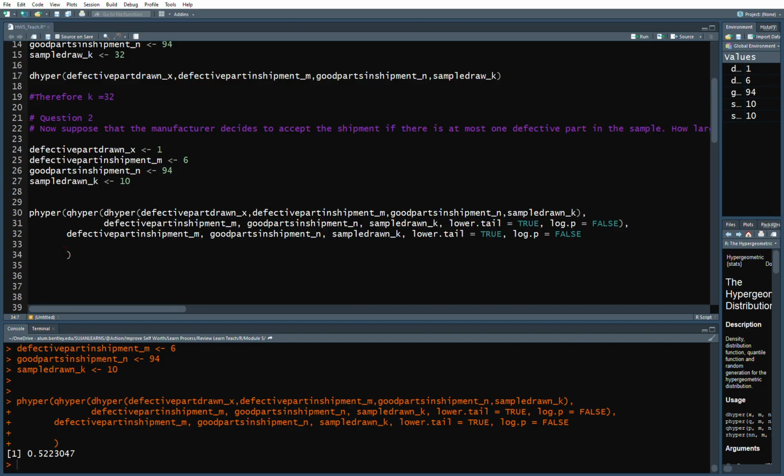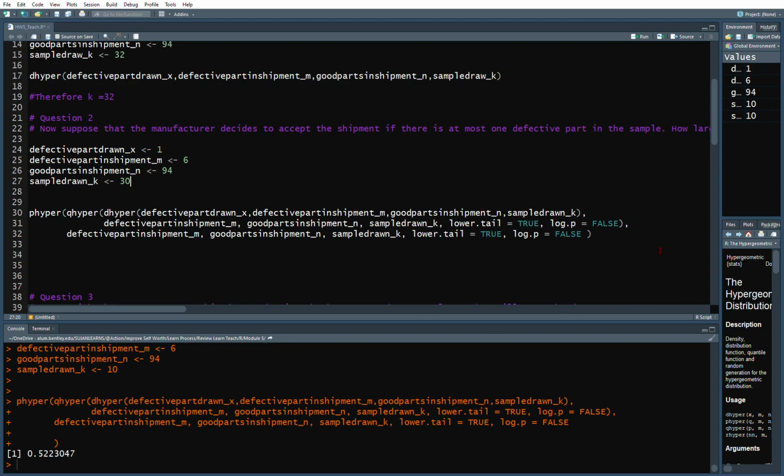Now what it's saying is that if we have at most one defective part and we draw 10 samples from the 100, and from the 10 samples we have at most one defective part, then the probability of accepting the defective shipment is 52%. This 52% will decrease as soon as we start taking more samples.